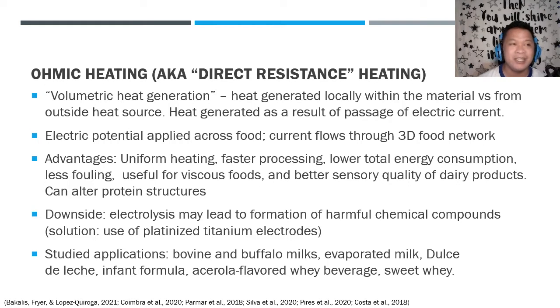But of course, in reality, it's more complicated than that because you have to put other sorts of electronics to regulate the amount of current flow, to control the temperature and rate of heating, and so on and so forth. So again, when you apply electric potential across food, there is a flow of current through the three-dimensional food network.